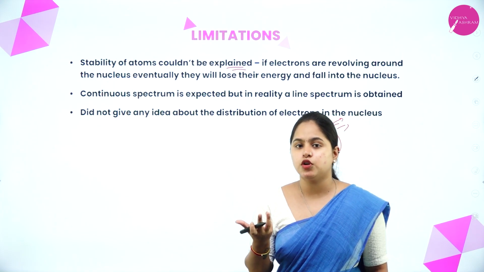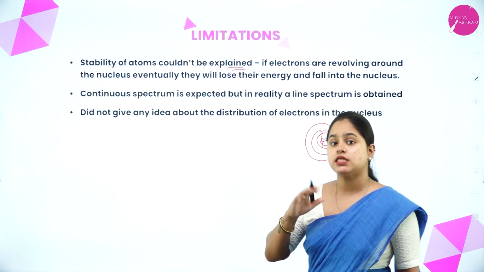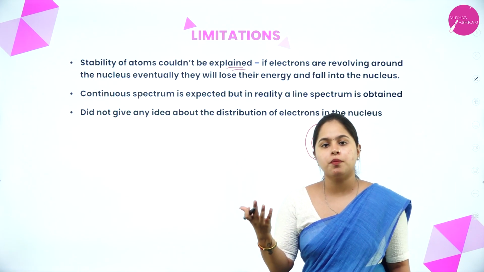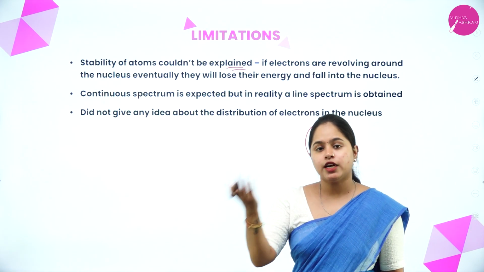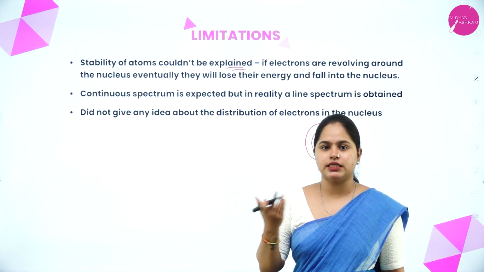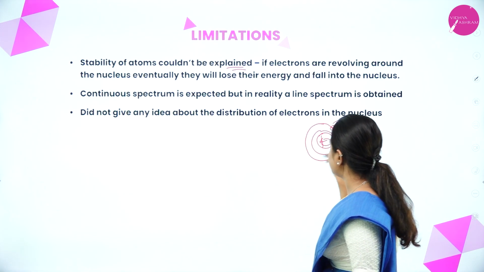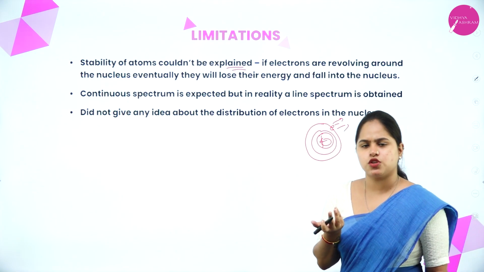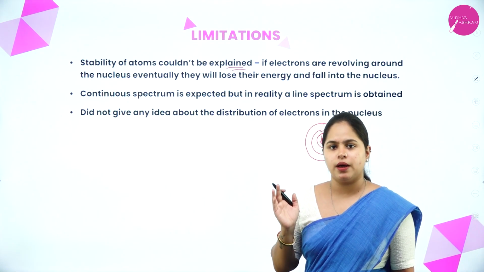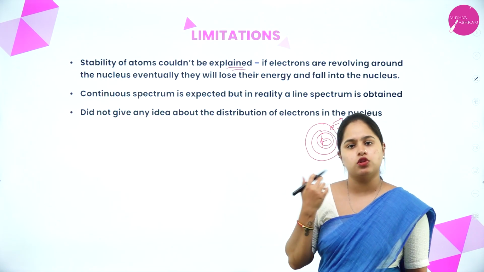So he wasn't able to explain this phenomenon that is supposed to happen, because according to Maxwell, when electrons are revolving, that is accelerating, they need to emit radiations by which they will lose their energy and eventually fall inside the nucleus. But this is not happening. Yes, this wasn't able to be explained by Rutherford's model.